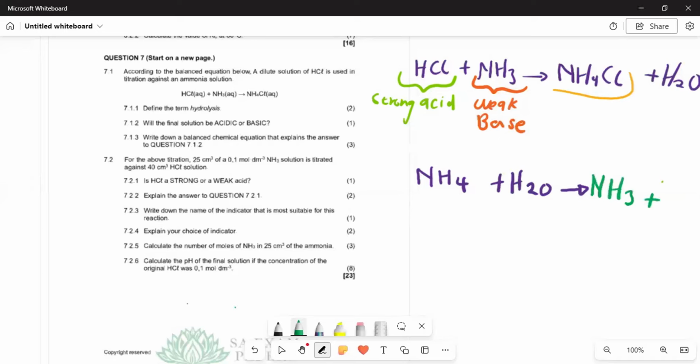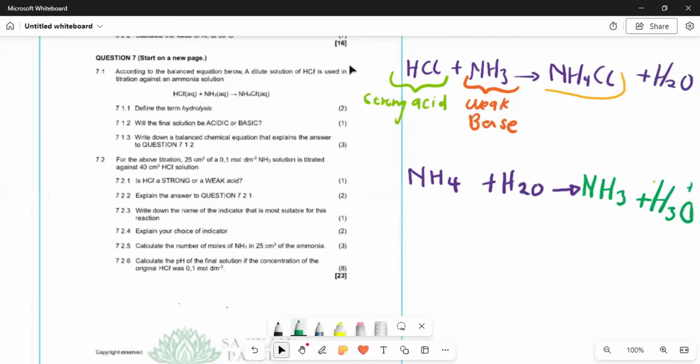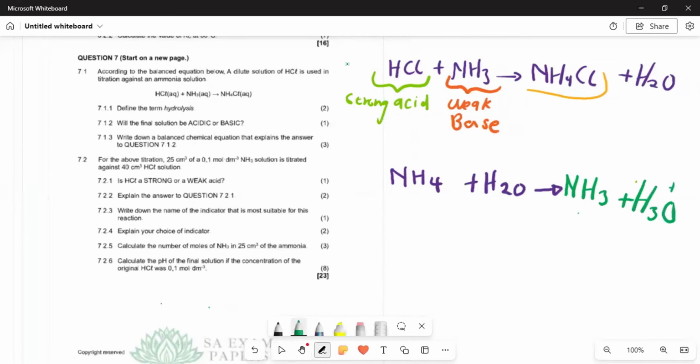Now, as a result, it would lose one hydrogen atom, and that hydrogen atom would be bonded with your water, and H3O ions would be formed. Right. Now, this is our balanced chemical equation, right? Our reaction of our salt NH4 with water to form NH3 and H3O.